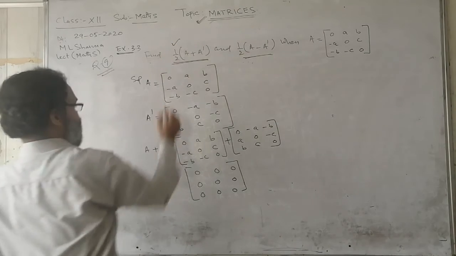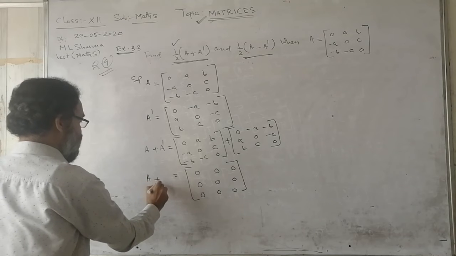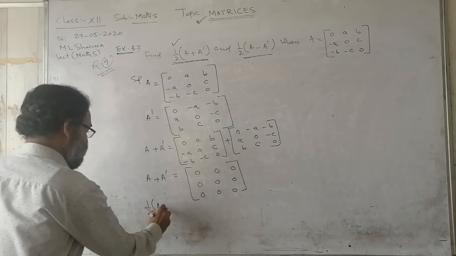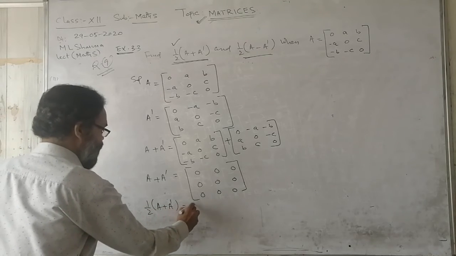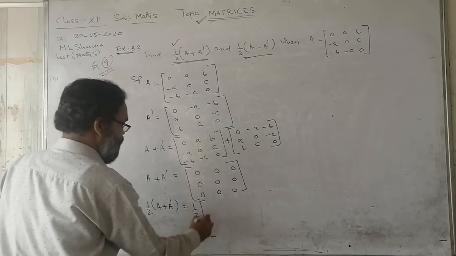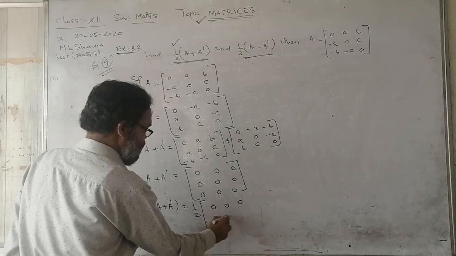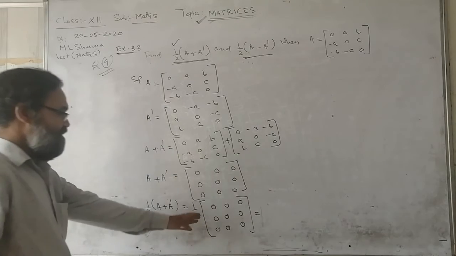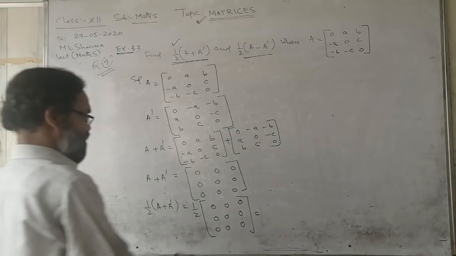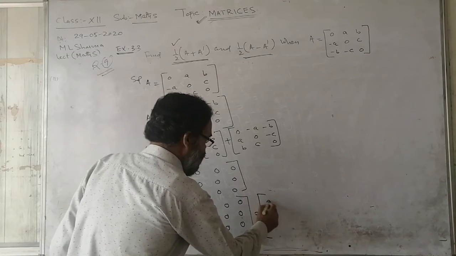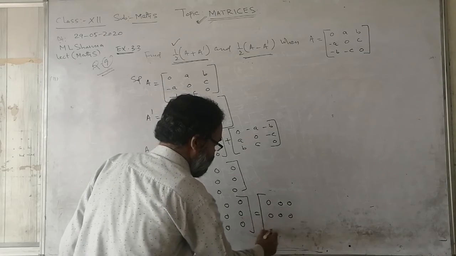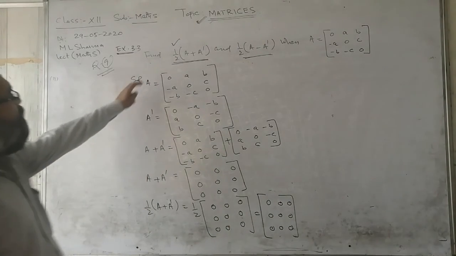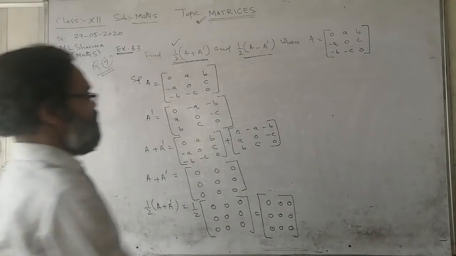Now I have to find this value, half. This is the value of A plus A transpose. So if I multiply this by half on both sides, where 1 by 2 is a scalar, each element multiplied by 0 will again be 0, so this will be a 0 matrix, and a 0 matrix is a matrix whose all elements are 0. So this is how part first was to be solved.